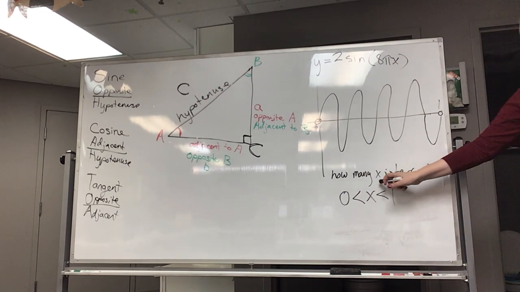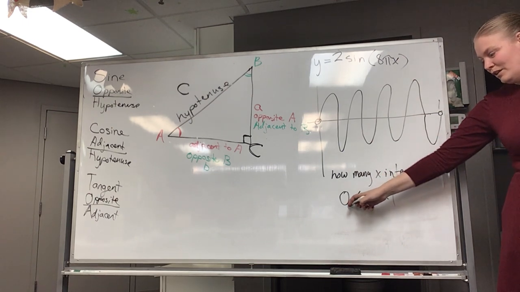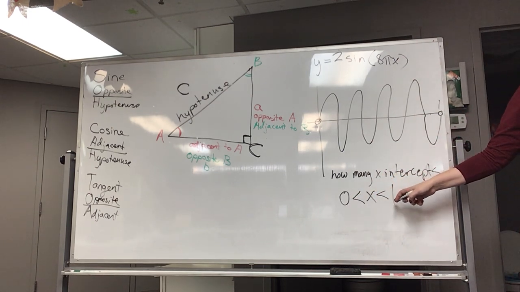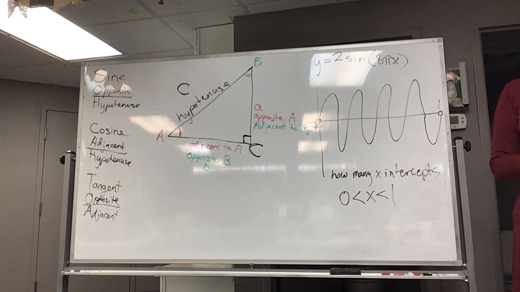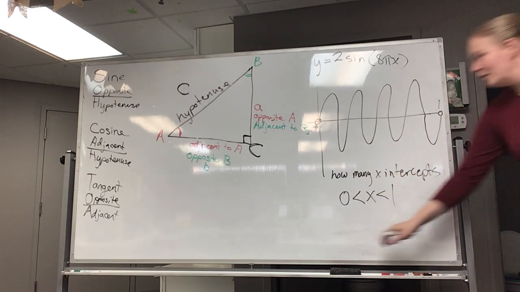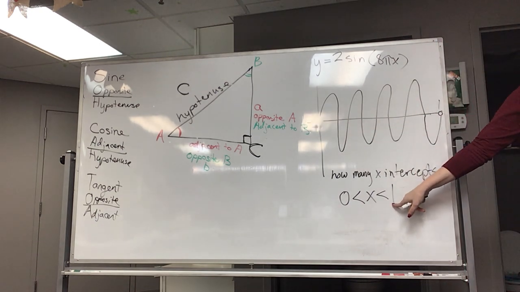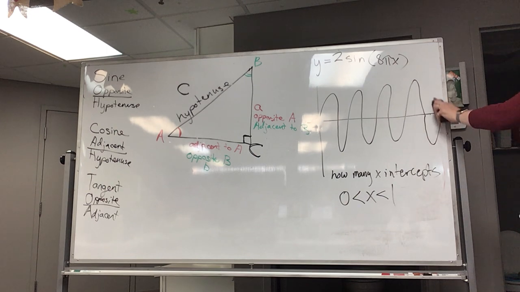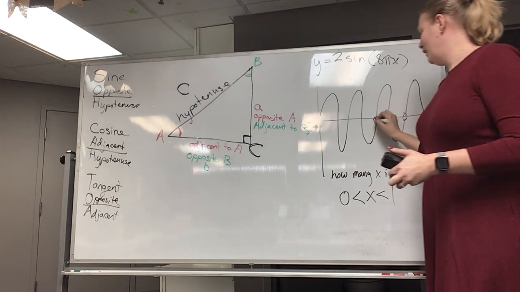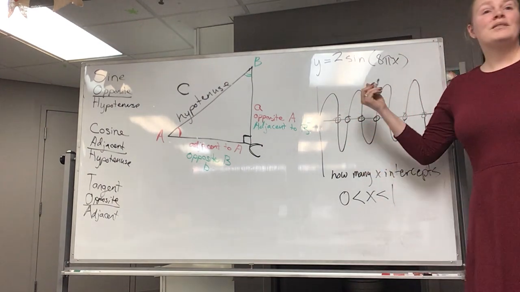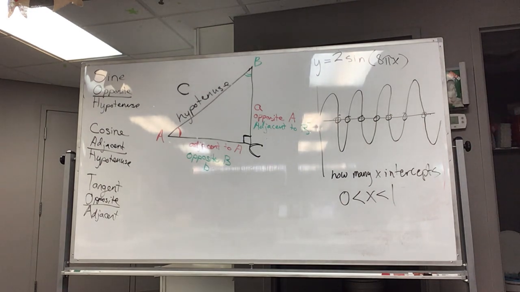It asks how many x-intercepts between 0 and 1. With these inequalities, is 0 part of our answer? No. So we're not counting this one. Is 1 part of our answer? No. We're not counting this one. How many times does it cross that line? 7. 1, 2, 3, 4, 5, 6, 7. 7 is your answer. That's how many intercepts there are in that interval. It just crosses 7 times.